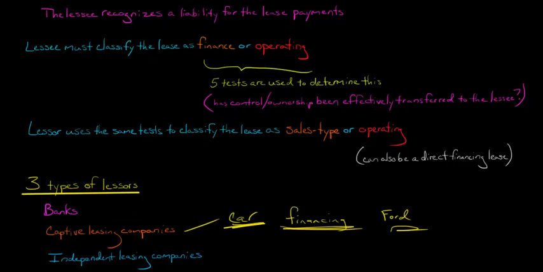And then the third type of lessor that you see is independent leasing companies. That's a company that all they do is structure lease agreements. So they're not a bank. They're not selling you an item and then offering you financing. They're just a company that specializes in leasing items and creating lease agreements.